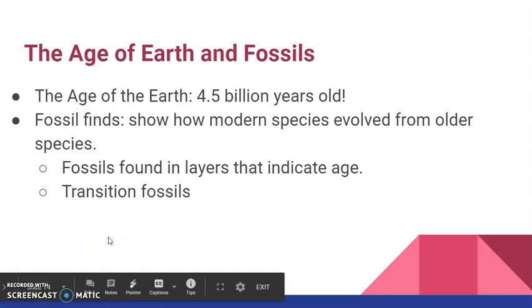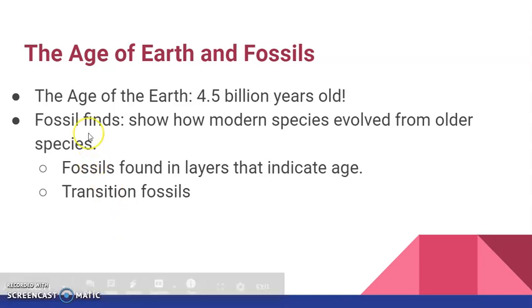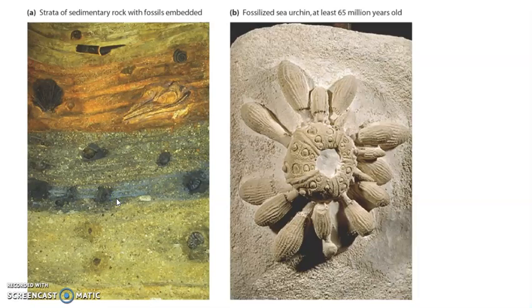All right, the age of the earth and fossils. So much of our evidence for evolution comes from fossil finds. So piecing together how species evolved over time, what layers they're found in, we can indicate the age. So we can figure out how that's occurred. And more, as we've looked for fossils, we found transitions.